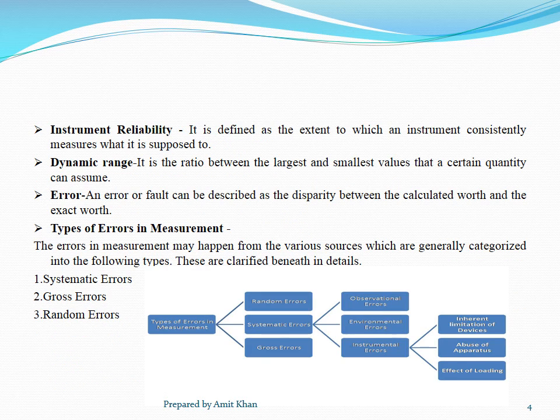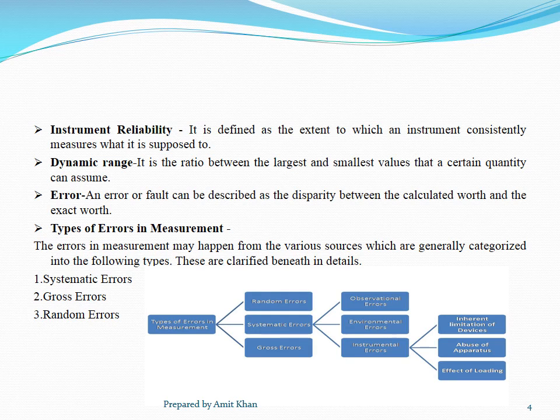Then comes instrument reliability. It is defined as the extent to which an instrument consistently measures what it is supposed to. Then comes dynamic range. It is the ratio between the largest and smallest value that a certain quantity can assume. Then comes what is error. An error or fault can be described as the disparity between the calculated worth and the exact worth.